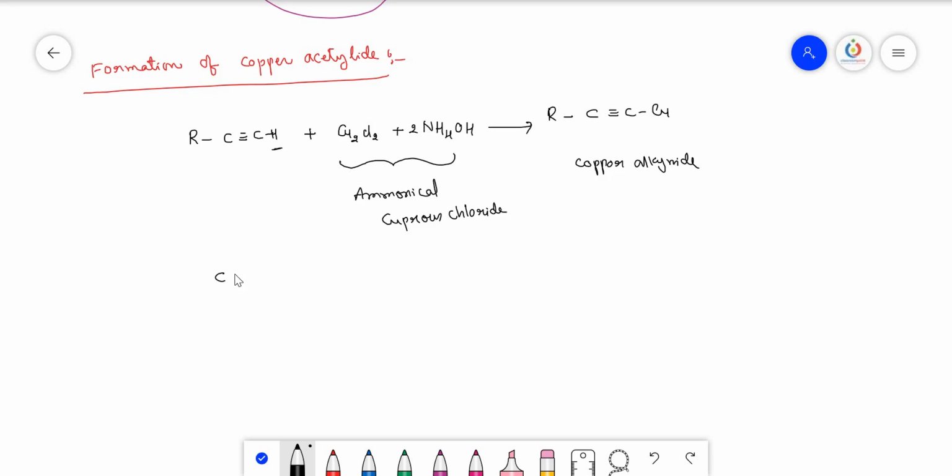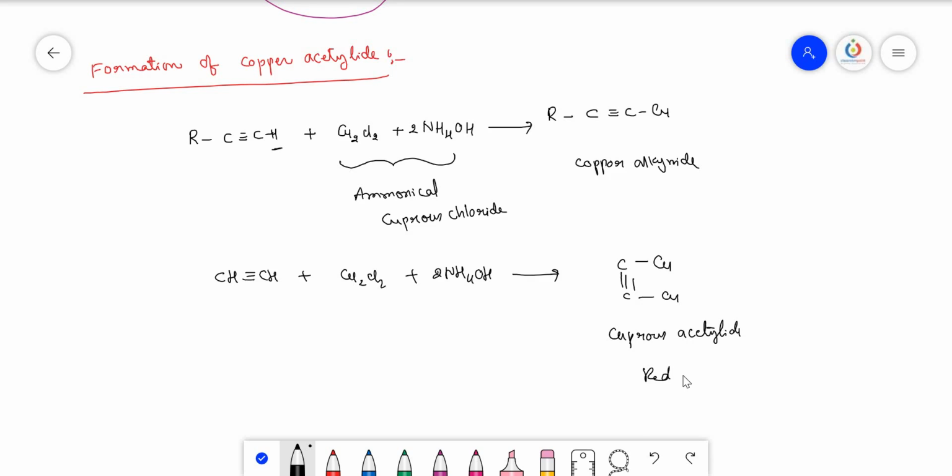If you take acetylene with Cu2Cl2 and 2 NH4OH, ammoniacal cuprous chloride, you will get a molecule like this, Cu and Cu. This is called cuprous acetylide. This is a red precipitate. So this reaction also suggests that terminal alkynes are acidic in nature.